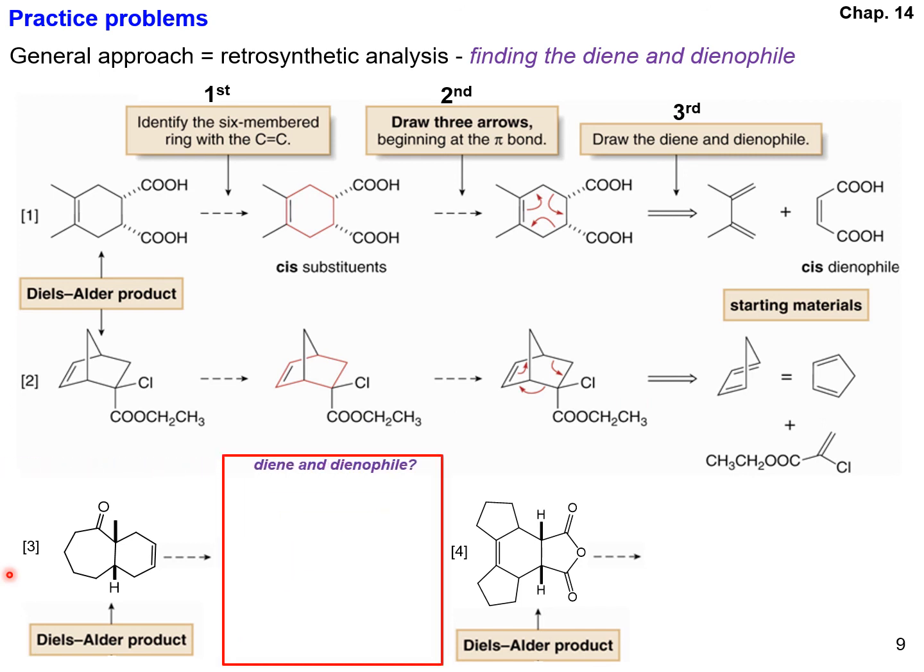We have two problems at the bottom of the page. See if you can figure out what diene and dienophile are required to synthesize this compound and to synthesize this compound. Again, you should stop the video and see if you can work out the solutions before they're displayed here.